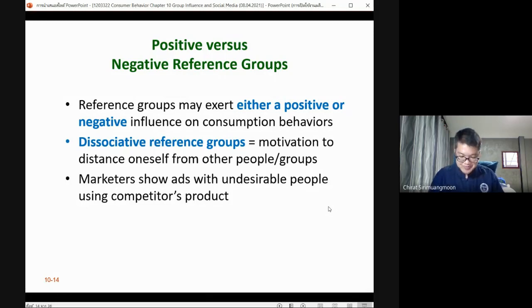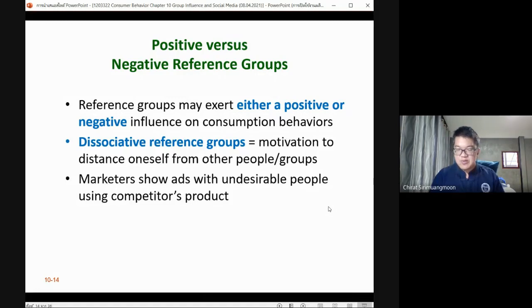For example, I have seen some cases where they use homeless people. That company gave them the competitor's product and watched the reaction. Why do they do that? Because it represents the image of the product.